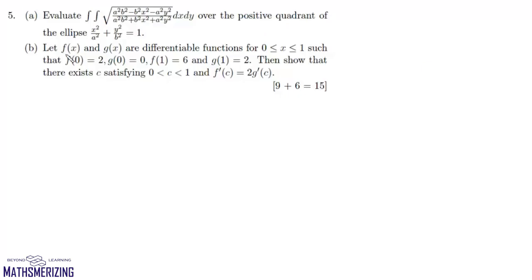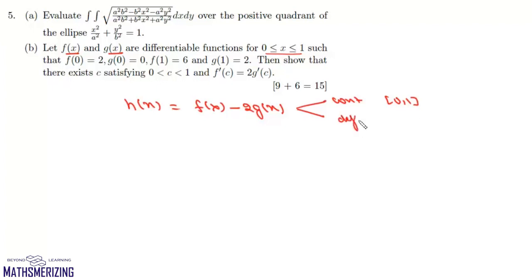Now question 5b is, let f(x) and g(x) be differentiable functions for x lying between 0 and 1 such that f(0) is 2, g(0) is 0, f(1) is 6, then show that there exists c satisfying c lies between 0 and 1 and f dash c equals 2 g dash c. Now what we'll do is we'll take a function h(x), which is f(x) minus 2g(x). Now the question says both f(x) and g(x) are differentiable functions. That means f(x) and g(x) are continuous in 0 comma 1 and they are differentiable on the open interval 0 comma 1.